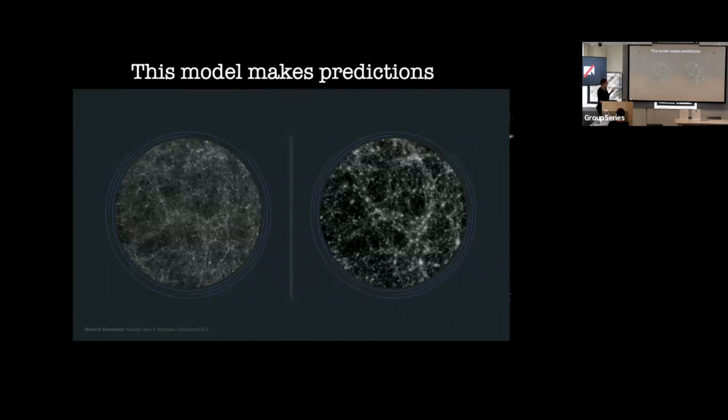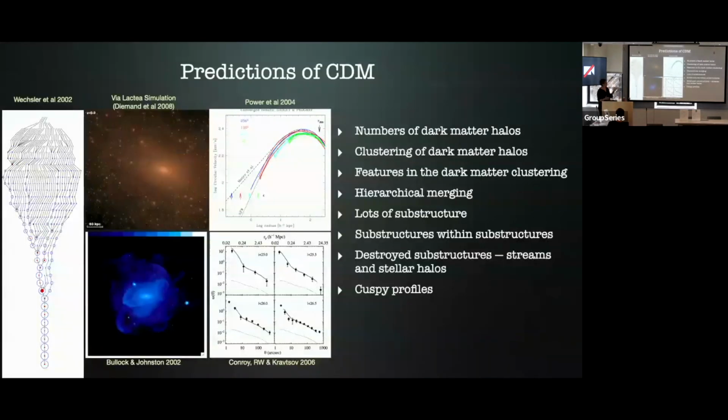And that is the case on a wide range of scales. And those predictions are by now really, really detailed. We can do high resolution cosmological simulations on a really wide range of scales. And this is just a handful of the kinds of predictions you get out of CDM. You get predictions for the numbers and clustering of dark matter halos, features in the dark matter clustering, like this transition between the 1 and 2 halo term.